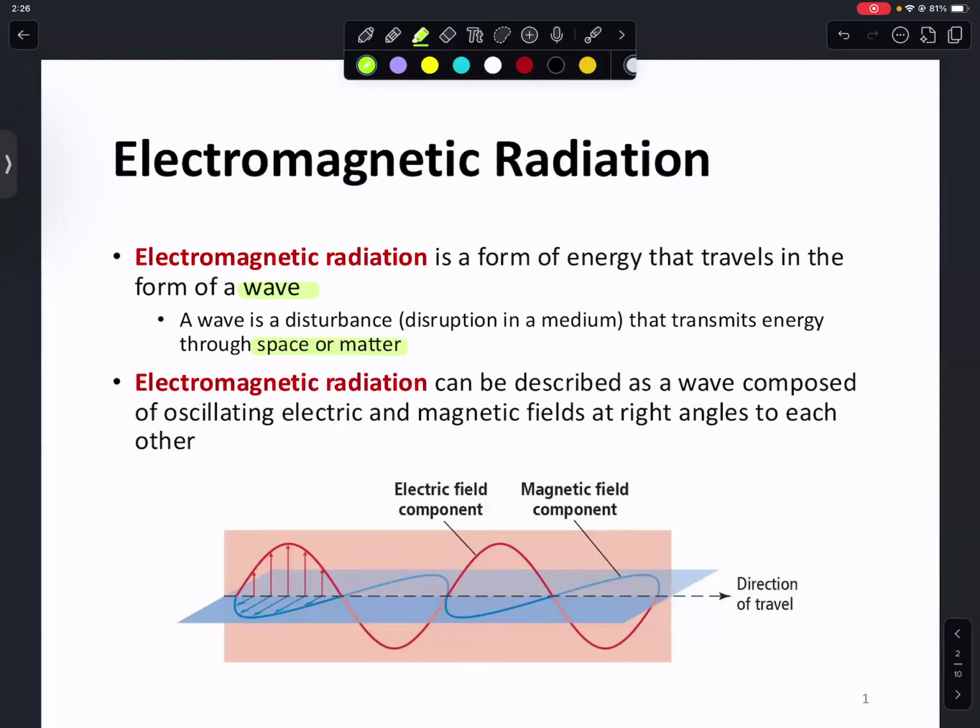Now, electromagnetic radiation can also be described as a wave composed of two components, which are oscillating electric and magnetic fields that travel at right angles to each other. If you look at the picture below, you can see that the electric component is a wave painted in red, and the magnetic component, in blue. Both are at right angles to each other.